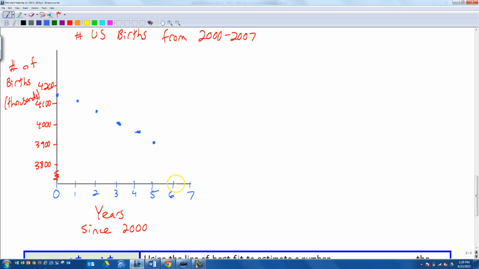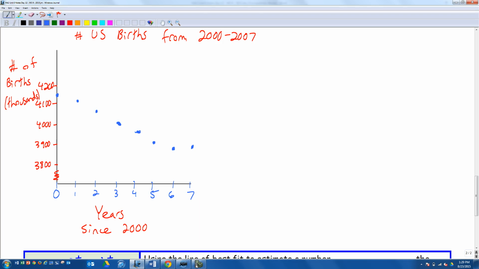At 6 we're at 3891. It's close to 3900, so that's about right there. And then 7 actually goes a little bit up. We finally had an increase in birth rates in 2007. Clearly you should see that this is generally a negative correlation. So our slope should be negative when we get our equation.